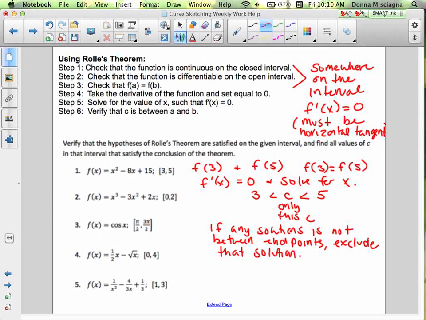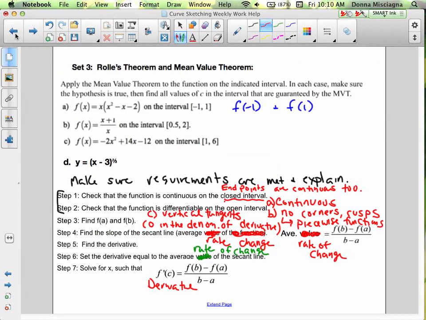Right? I didn't go over any hints on the derivatives on this one. Let me go back to Rolle's theorem. I'll give you a little hints on the derivative. Here, these ones are power rule, both of these. It's not even a chain because the derivative of the inside is 1.